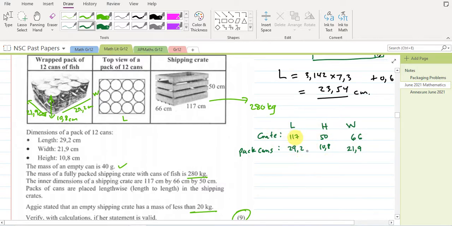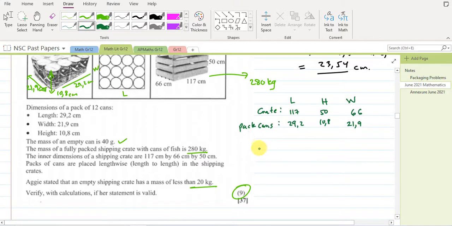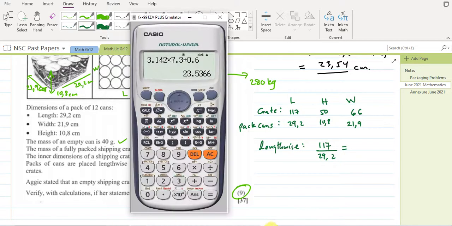Now we have to divide each one. If you write it out properly like this, then you divide each one to see in a packaging problem. So lengthwise, how many can we fit? Lengthwise, we're going to say 117 divided by 29.2. If you take 117 divided by 29.2, I'm getting an answer of 4.00.